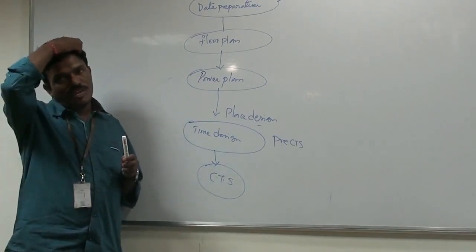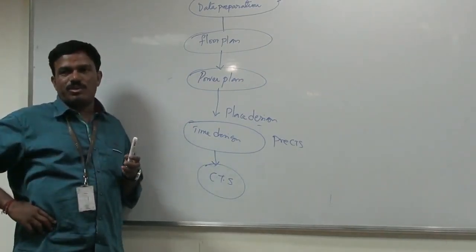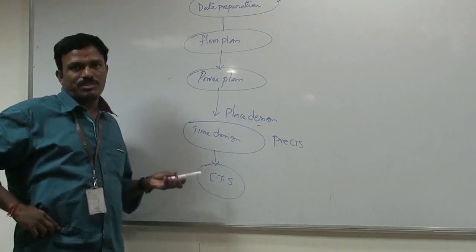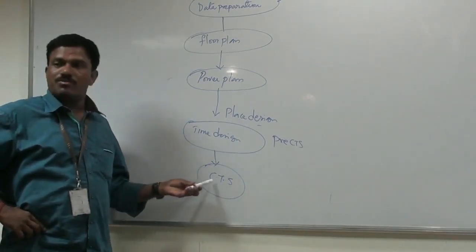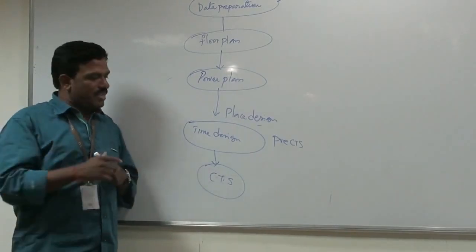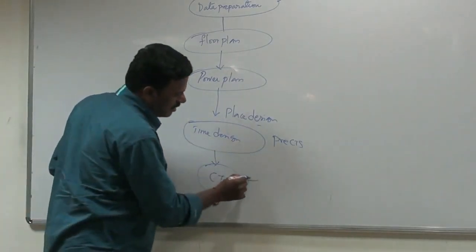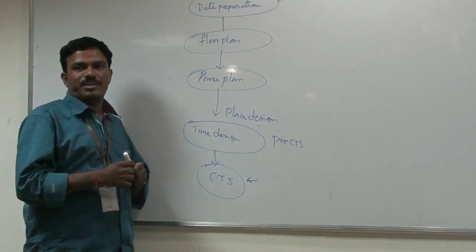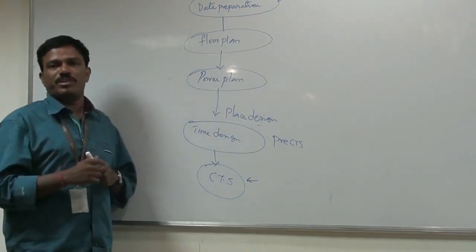We have three types of routing in general: signal routing, clock routing, and power routing. Clock tree synthesis is one of the important routing steps in our design. This is a process in which we are trying to obtain zero skew.